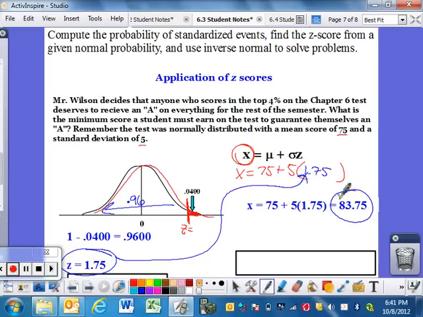Now, that does not mean it's a score like you think. It's based on your class's average, but if you were in last year's class taking last year's test, that's the score you would have to have in order to earn an A the rest of the semester. So there's an application problem for you.